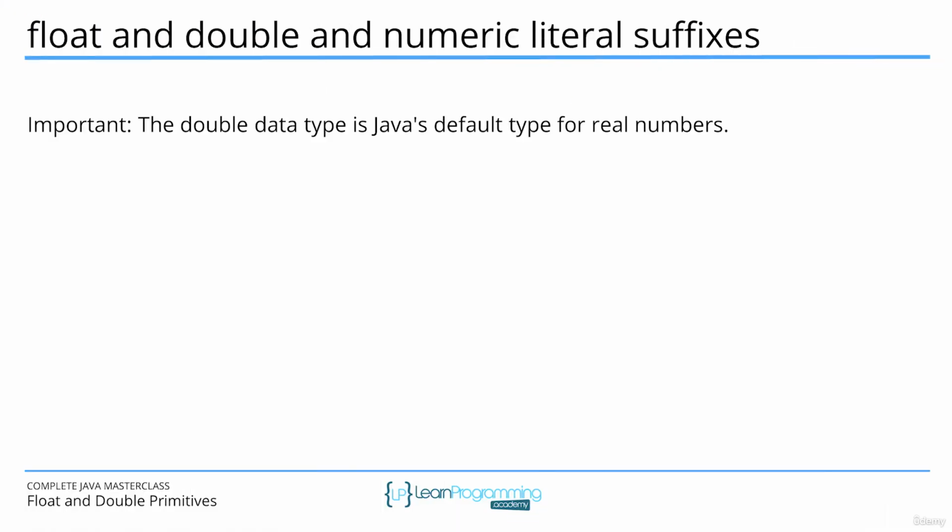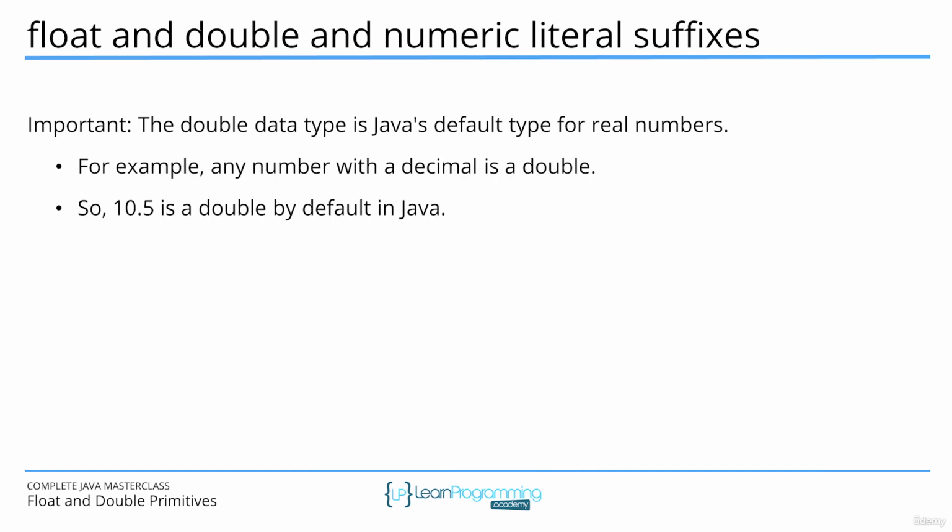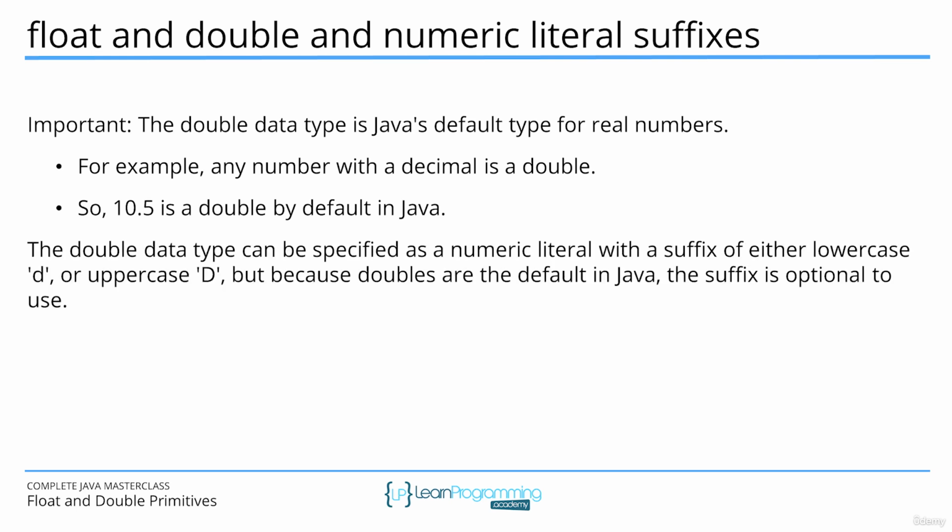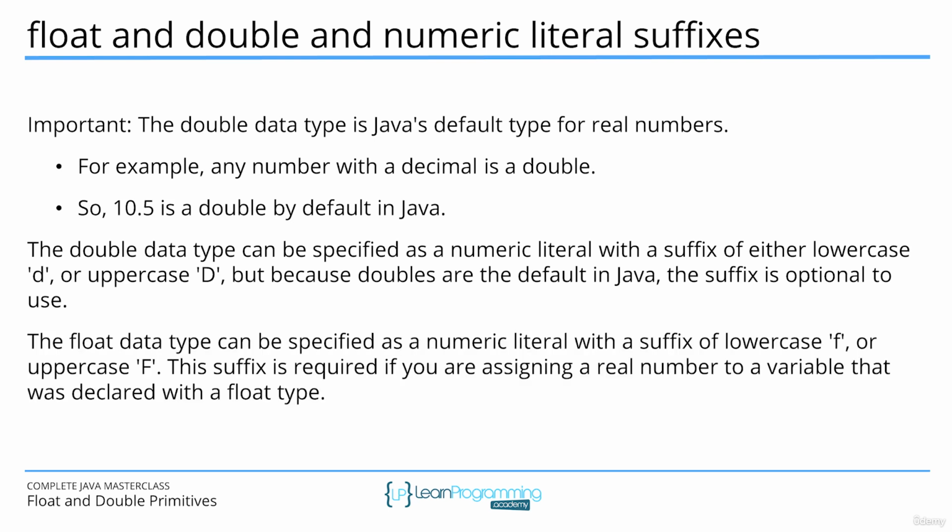Important, the double data type is Java's default type for real numbers. For example, any number with a decimal is a double. So 10.5 is a double by default in Java. The double data type can be specified as a numeric literal with a suffix of either lowercase d or uppercase D, but because doubles are the default in Java, the suffix is optional to use. The float data type can be specified as a numeric literal with a suffix of lowercase f or uppercase F. This suffix is required if you are assigning a real number to a variable that was declared with a float type.